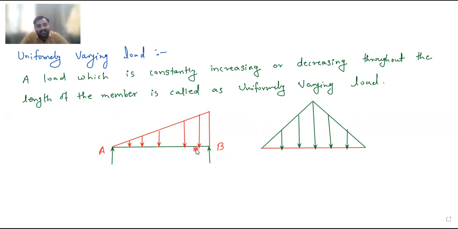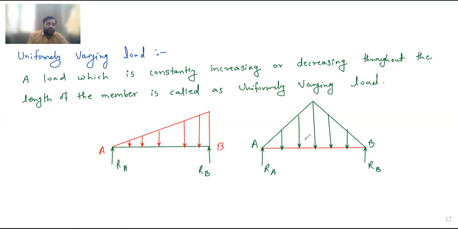Okay, so all these examples are of uniformly varying load. Here I show the support. These are the supports. Here the reactions are RA and RB. Point A, reaction is RA. Point B, reaction is RB. So this is the example of uniformly varying load. Is it clear now what is uniformly varying load? Yes, no? Yes, sir. Okay.